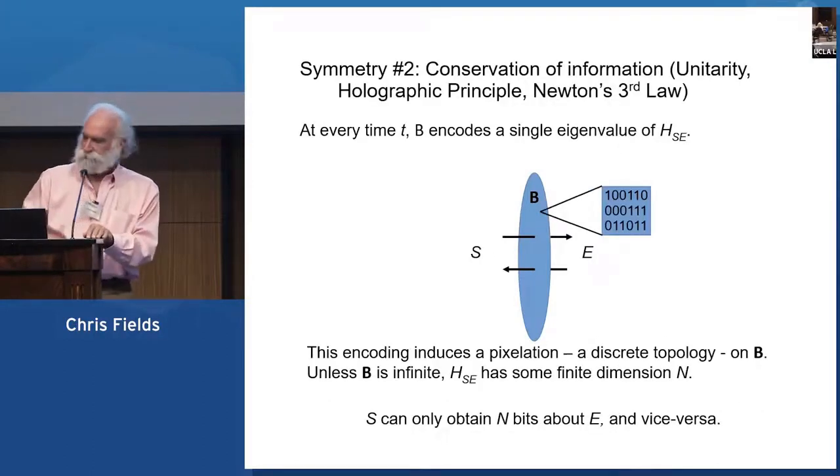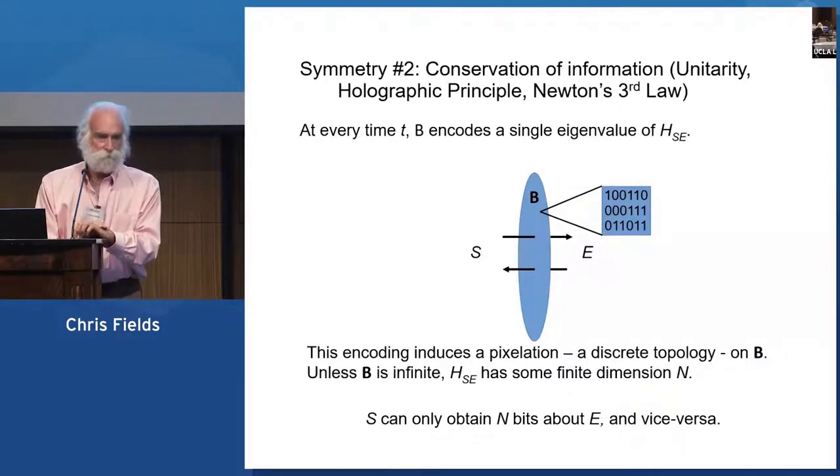So symmetry number two is conservation of information. And I can appeal from a quantum theoretic point of view to unitarity, since this is an isolated system. Unitarity is just the principle that information is conserved. But we can also think of this in terms of Newton's third law, right? Anything that S does to E, it can expect an equal and opposite response, i.e. for E to do something to S. And since these are energetically balanced, they're informationally balanced.